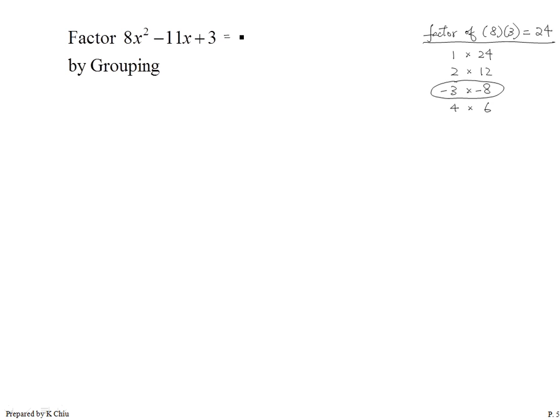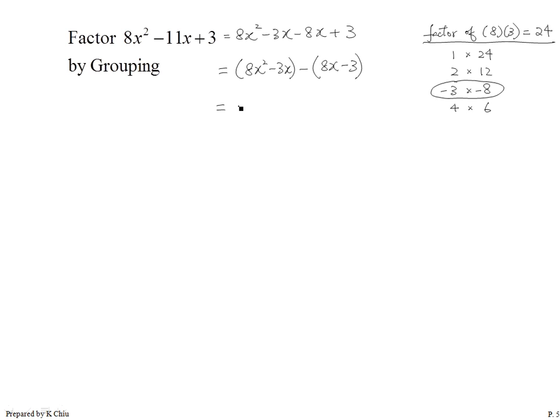Now, let's continue. Break up the middle term. It becomes minus 3x minus 8x plus 3. And then we group the first two terms together, minus, and then group the last two terms together. But when I group the last two terms together, something I have to do. What do I need to do? I have to change the sign because the third term is minus.